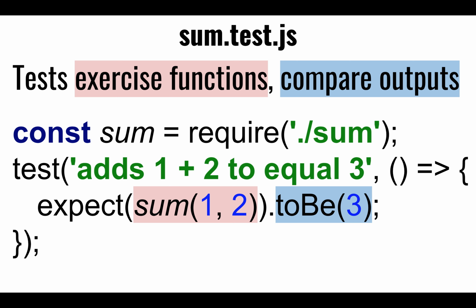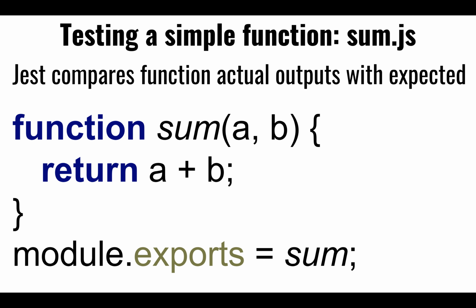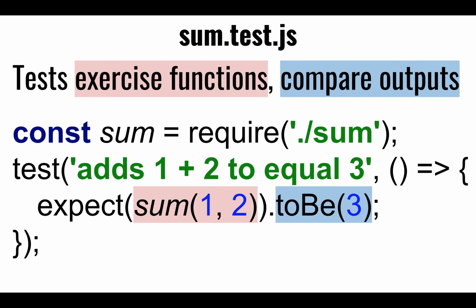Here, from another file, this one called sum.test.js, notice the naming convention. This file is called sum.js, whereas this one is called the same, but with test in front of it. This creates a dependency between these two files. This is the test file for the sum.js file. So here, notice the first line is that we are loading the function under test.